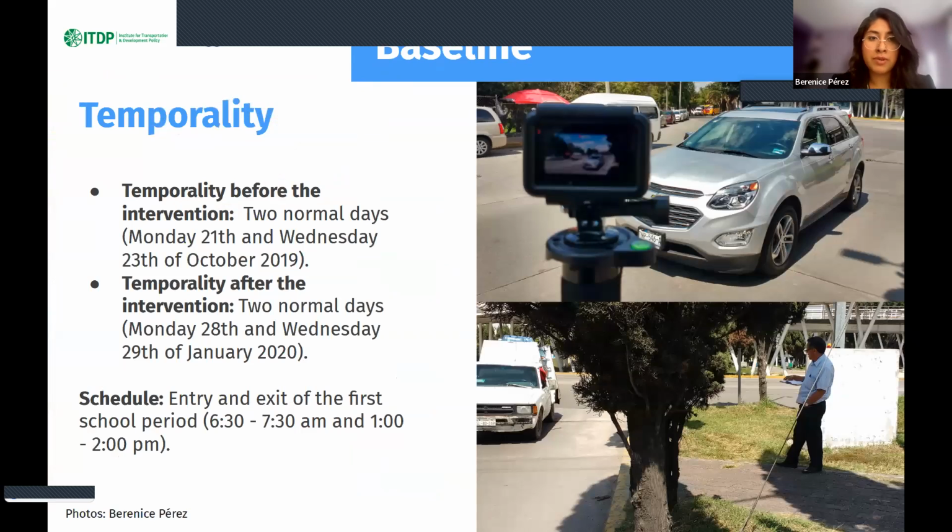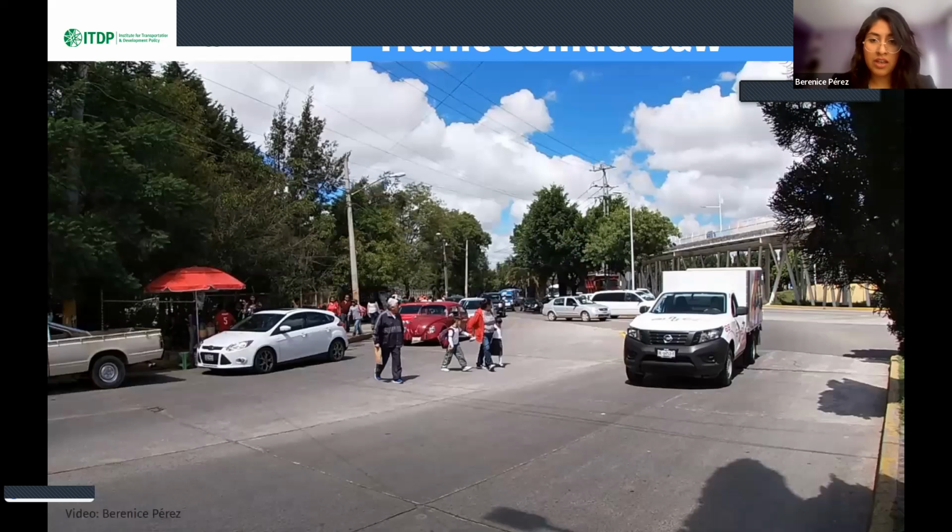We worked at 2 moments, before the intervention, on 2 normal days, specifically in October 2019. And we worked again after the intervention on the same 2 normal days, both in January 2020. So we did the analysis in 2 schedules: the entry and exit of the first school period. It's important to say that in Mexico, we have 2 schedules for our children, one in the morning and the other in the afternoon.